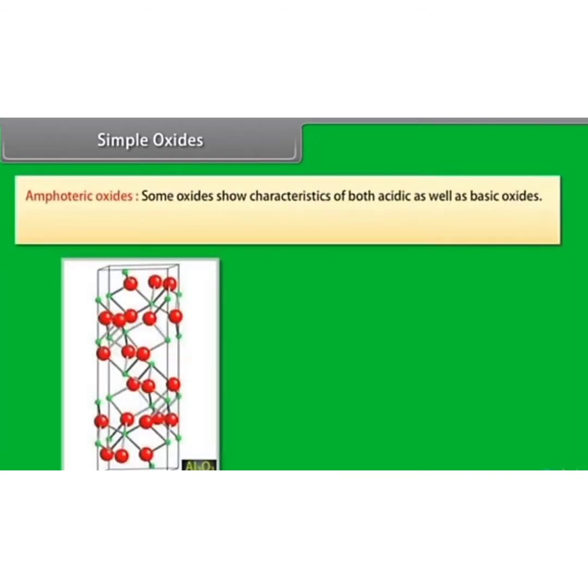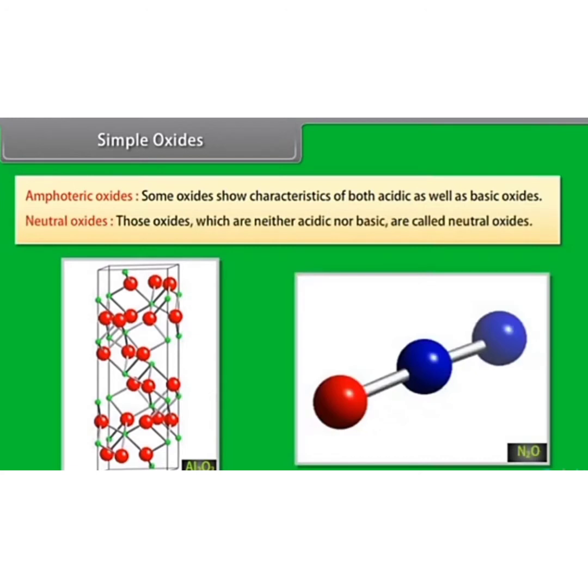Amphoteric oxides. Some oxides show characteristics of both acidic as well as basic oxides. For example, ZnO, Al2O3, GeO, and PbO2. Neutral oxides. Those oxides which are neither acidic nor basic are called neutral oxides. For example, CO, NO, N2O, and H2O. Ozone.